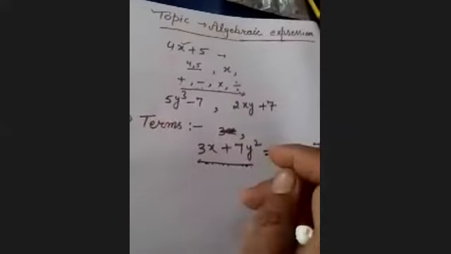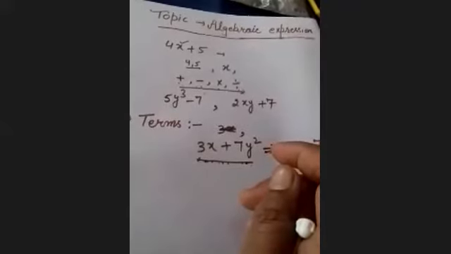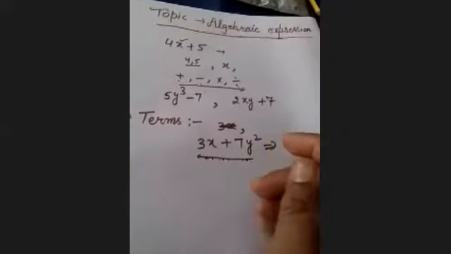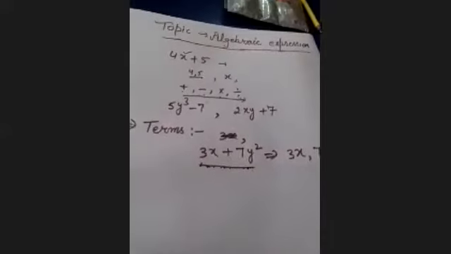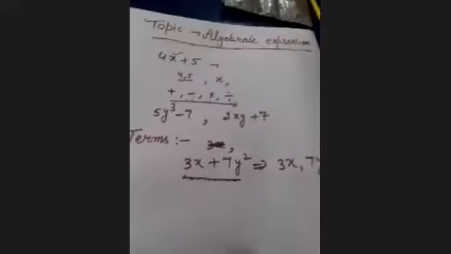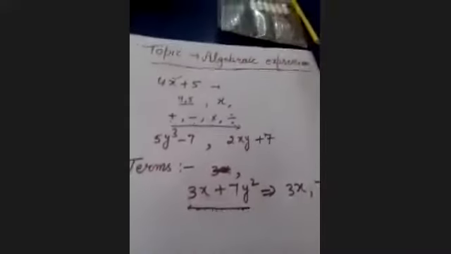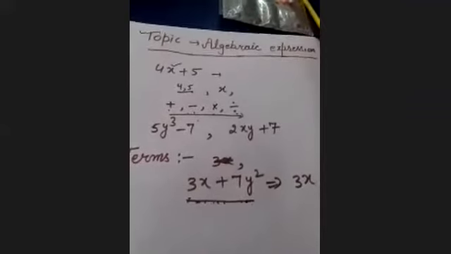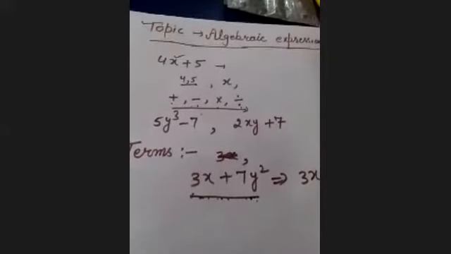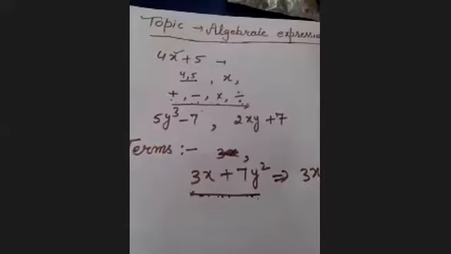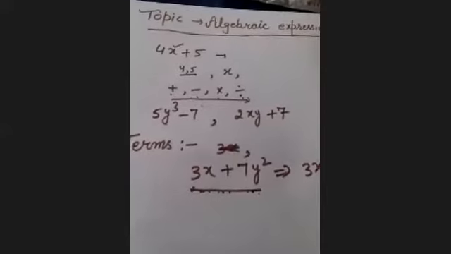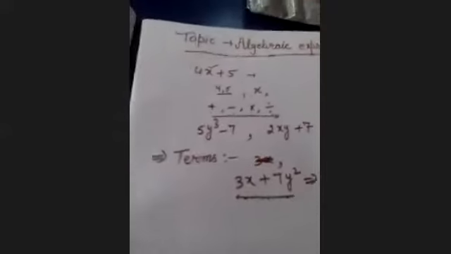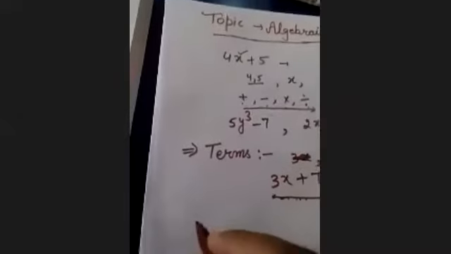In an algebraic expression, we can have one, two, three, four, five or more terms. In the same algebraic expression, beta, there can be 2, 3, 4 such terms, which are joined with the help of the four operations: addition, subtraction, multiplication and division. Clear, students? What are terms? Next is constant terms.